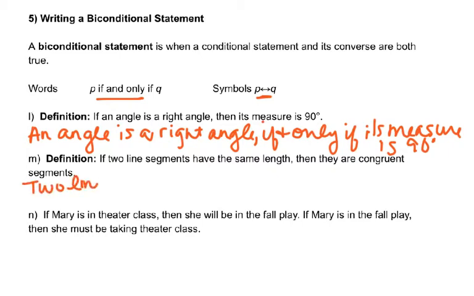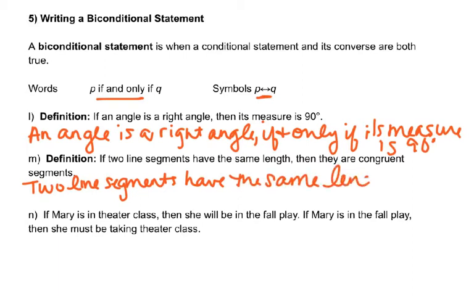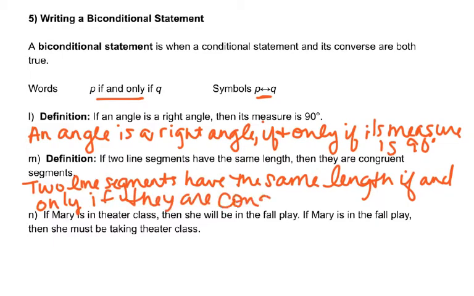Two line segments have the same length if and only if they are congruent. And you could say the reverse; that would work too.